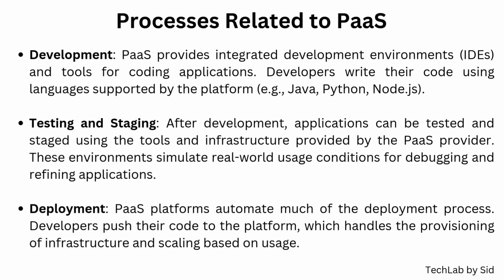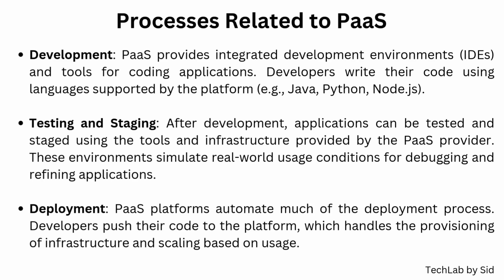Processes related to Platform as a Service. Development. Platform as a Service provides integrated development environments, or IDEs, and tools for coding applications. Developers write their code using languages supported by the platform, for example, Java, Python, Node.js. Testing and staging. After development, applications can be tested and staged using the tools and infrastructure provided by the Platform as a Service provider. These environments simulate real-world usage conditions for debugging and refining applications.